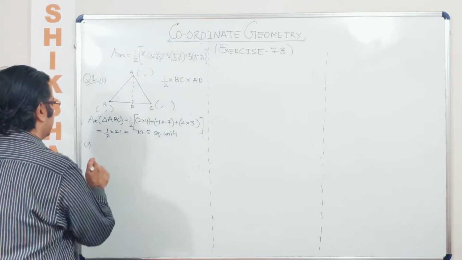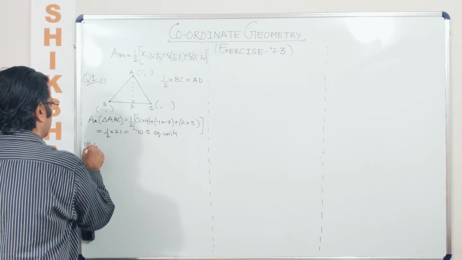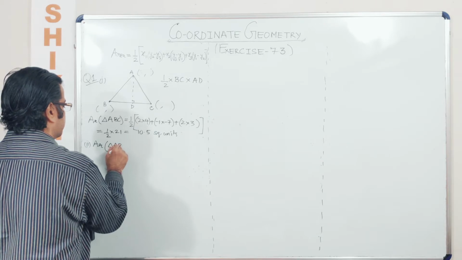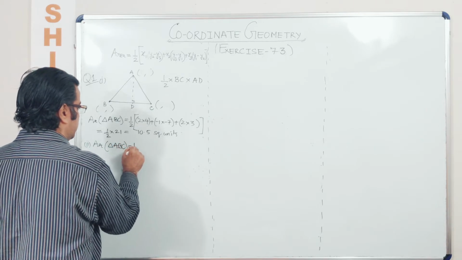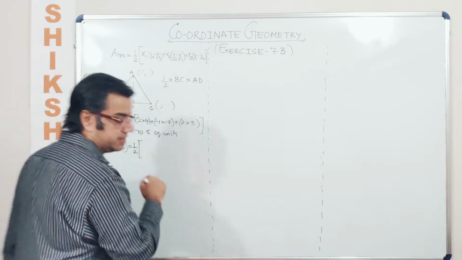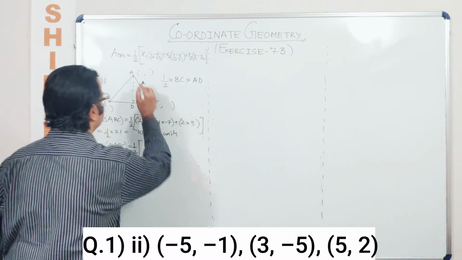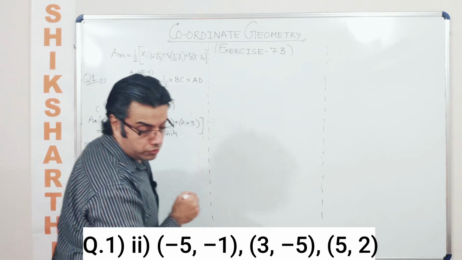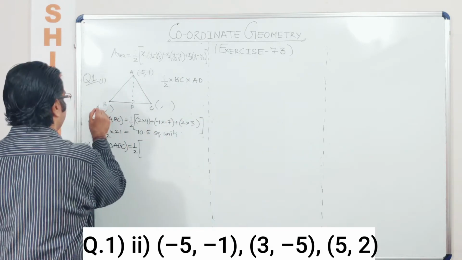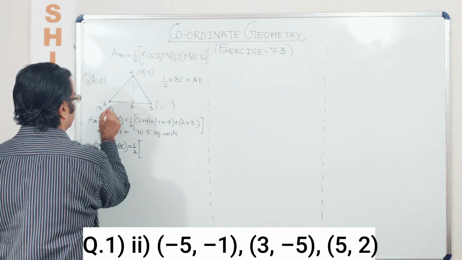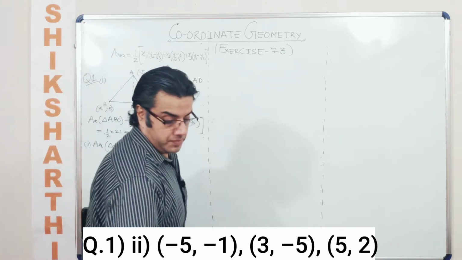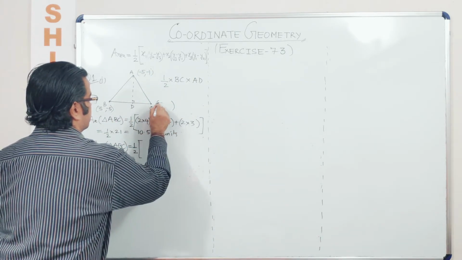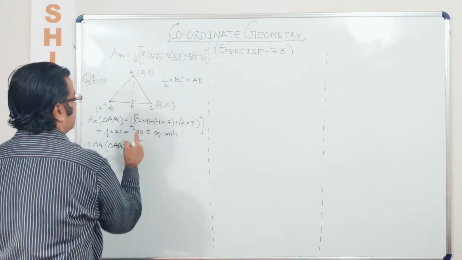I am using the same diagram. So I'll say the area of the triangle ABC is equal to half. Now let me first substitute the values. So it is -5, -1, followed by 3, -5, followed by 5, 2. So what is the value of x1 here?